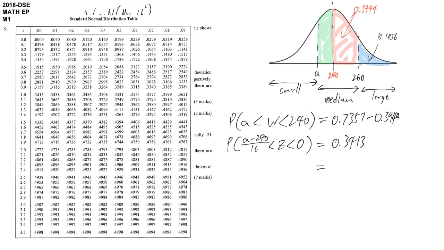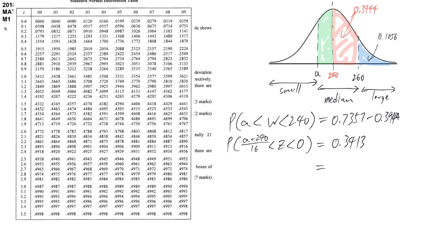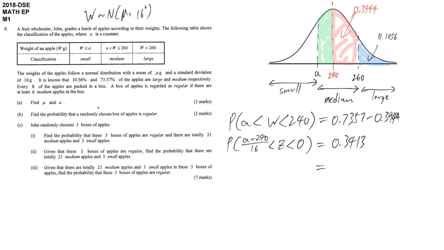Again, we are going to search the area 3413. The corresponding standard score is 1. So we just write that down. The corresponding standard score (A minus 240) over 16 is, because it's left hand side, negative 1. Be careful, this is less than the mean, so the corresponding standard score is negative. 1 SD behind the mean, so it's 224.